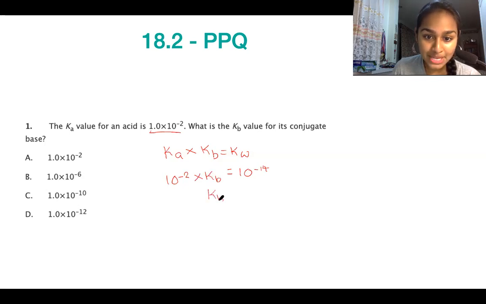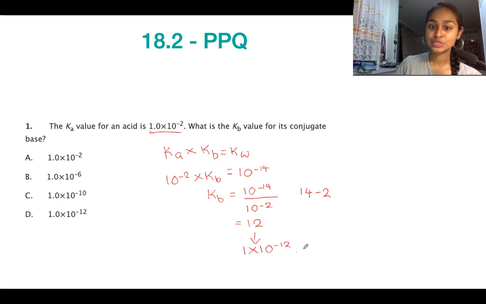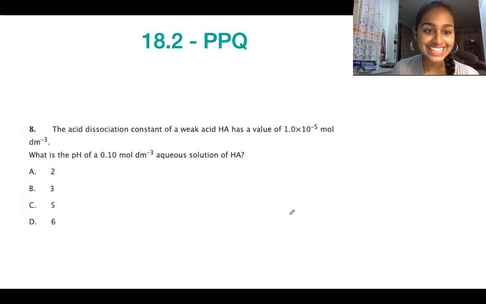So Kb is going to be 10 to the minus 14 divided by 10 to the minus 2. And when you divide them like this, essentially you can subtract the powers, so 14 minus 2, and that's going to give you 12. So what that means is that Kb is going to be 1 times 10 to the minus 12. All right, so that's going to be D as an answer. Let's have a look at the next one.